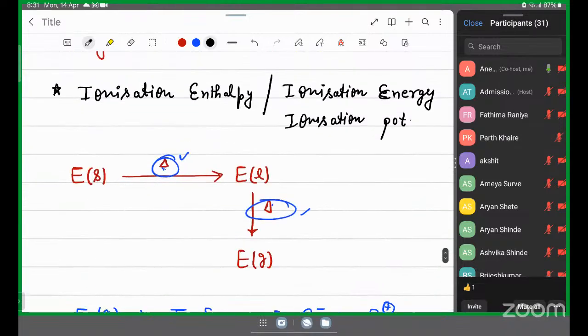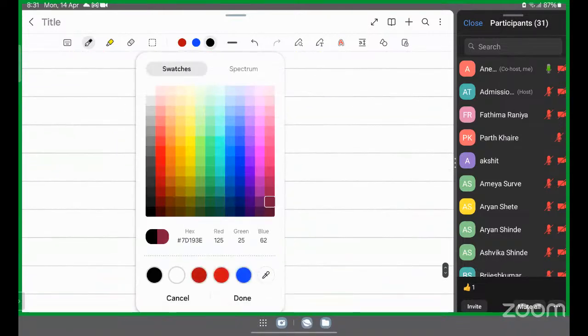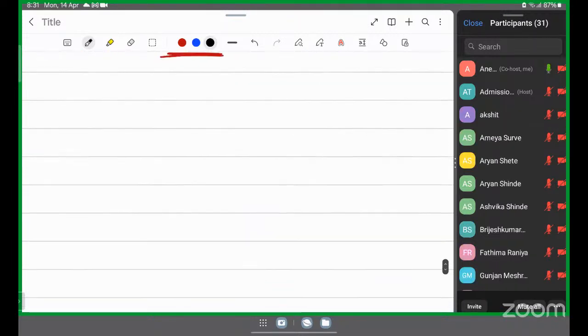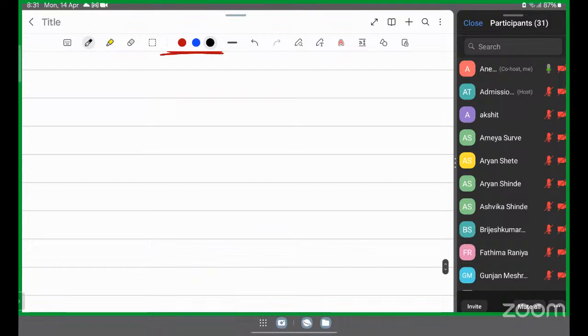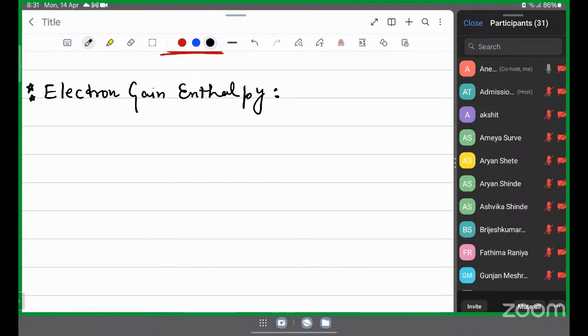After ionization enthalpy, we have which is known as electron gain enthalpy. Could anyone define it? Electron gain enthalpy.